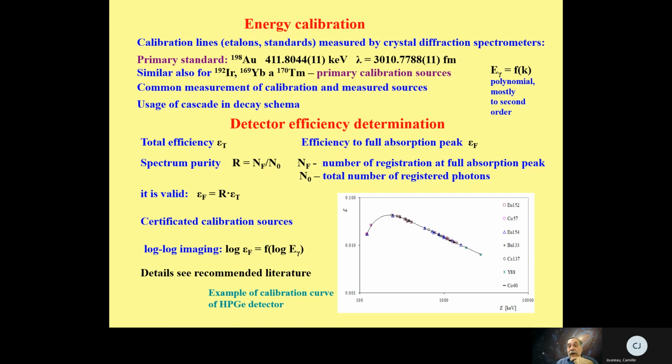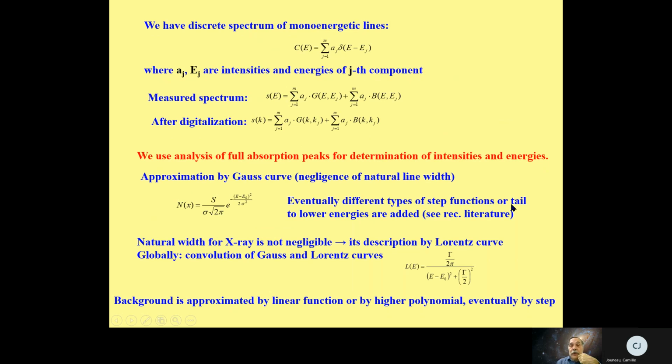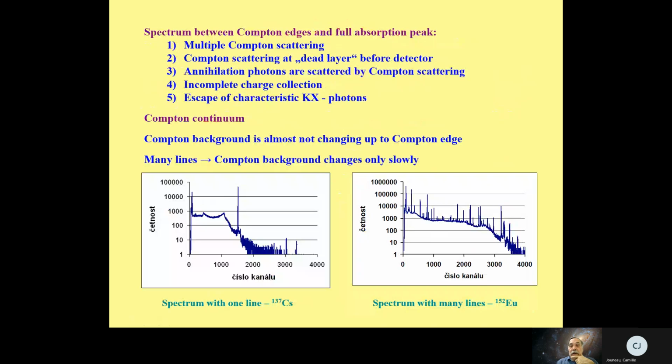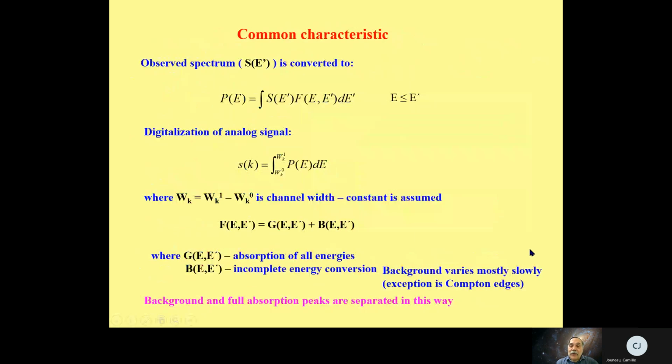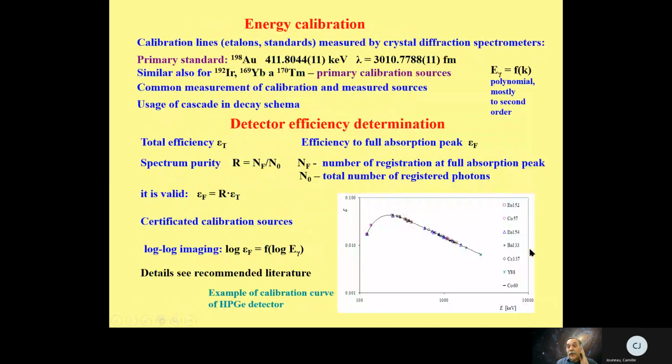For yttrium 88, there are two gamma lines. For cobalt, also two gamma lines. Europium 152, if you remember, has many gamma lines. That means it is nice to see the whole efficiency in the whole energy range, and okay, that means it's possible to use it for calibration.